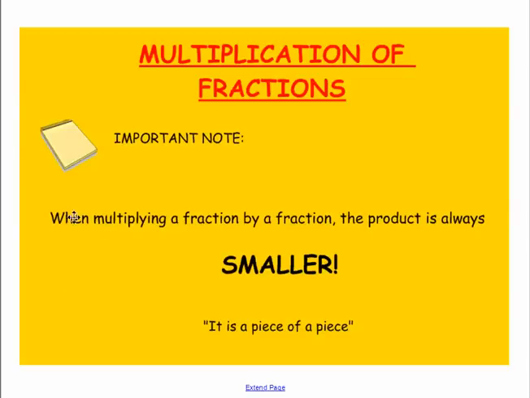All right, so again, you don't need to write this part, but I just want to make sure that you understand when you're multiplying a fraction by a fraction, your answer is going to be smaller. It's because you are taking a piece of a piece, okay? So if you only start with half a cake and someone has half of it, you don't have much left.